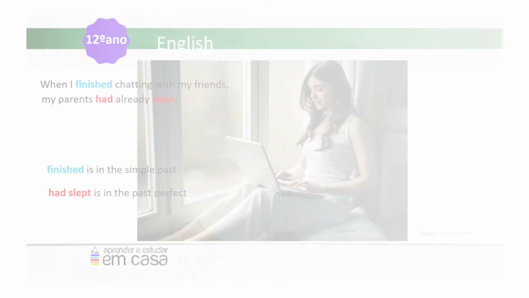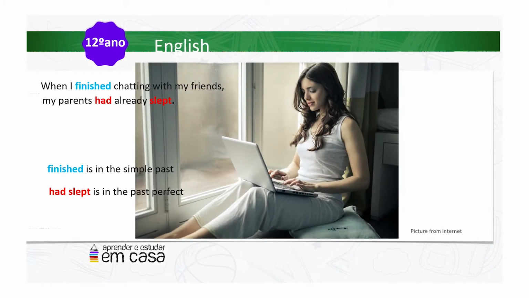Or this can happen to you. Let's look at this girl. She says, when I finished chatting with my friends, my parents had already slept. So what we have here, we have two things that are highlighted with different colors. We have had finished first in blue, and we have had slept. So why are they highlighted?